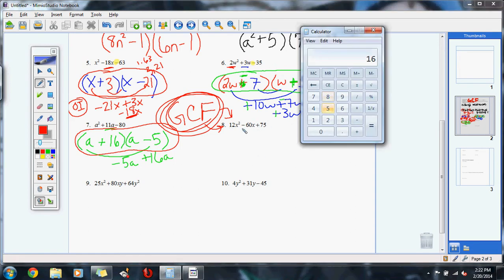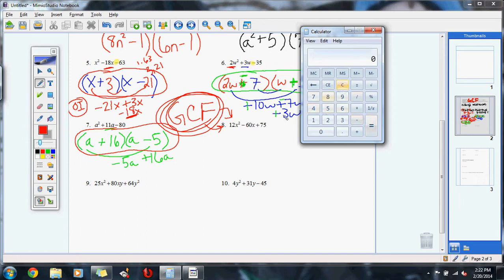I'm going to take 12 and see if it goes into 60. Well, 60 divided by 12 actually is 5, so it does work. But if I take 75 and divide by 12, it doesn't go into that one. So what I'd like to do is try 6, because the next highest factor of 12 is 6. Problem is 6 isn't going to go into 75. 75 divided by 6, that's no good. So then 4. When I try 75 and I try to divide it by 4, still doesn't work.